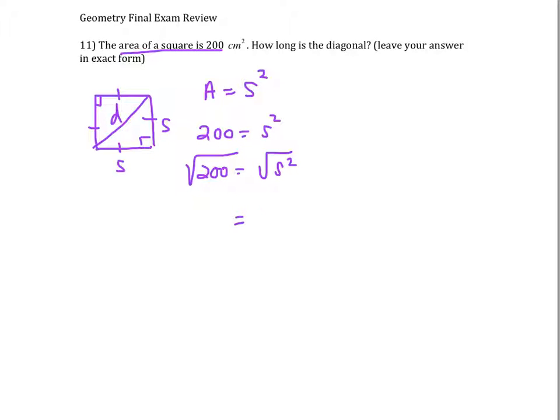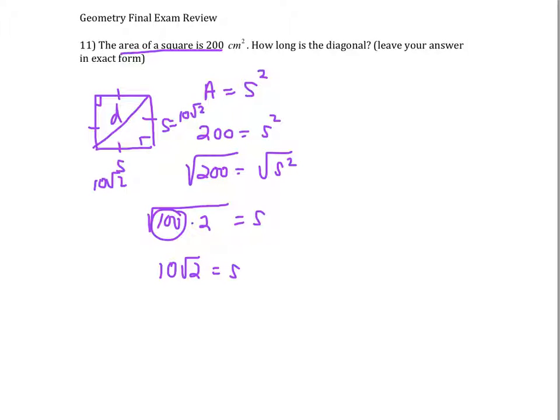Now on the left hand side, when we simplify that, factor it into 100 times 2. The square root of 100 is 10. So we have 10 square root of 2 for the length of each side. So this side is 10 square root of 2, and this side is 10 square root of 2.